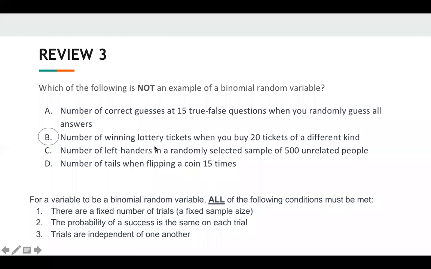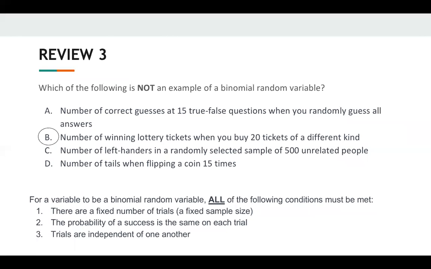All right, moving into the third question here. Which of the following is not an example of a binomial random variable? All right, we're going to go over that here. Our answer here is B, the number of winning lottery tickets when you buy 20 tickets of a different kind. A, C, and D are all examples of binomial random variables because they fit all three conditions that I listed below at the bottom. B does not fit one of those conditions, so we'll go through them.